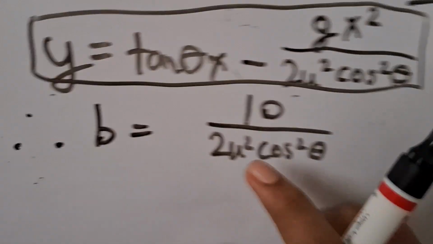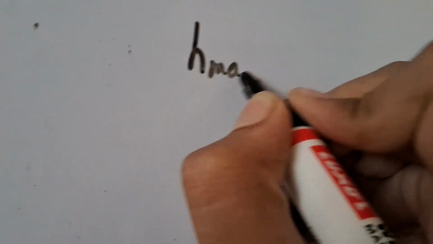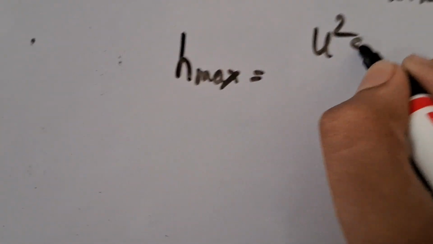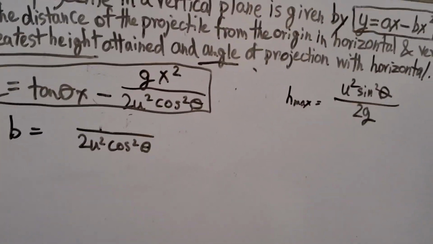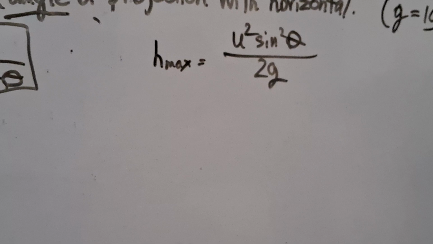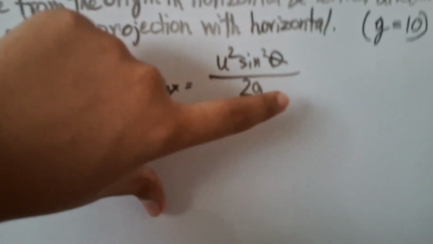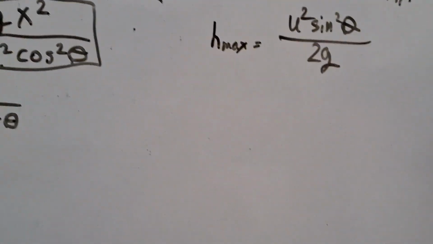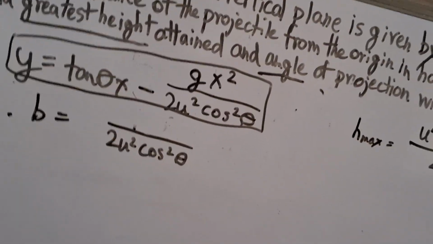What can we do now? We have to find the greatest height, the max height. You know this formula, right? If we have to find the max height, we need the value of u square sine square theta, because this is what is unknown. We know 2g is 20, so we don't need to worry about that. We need to worry about the upper part. If we somehow get the value of u square cos square theta or sin square theta, it's the best thing that could happen to us.